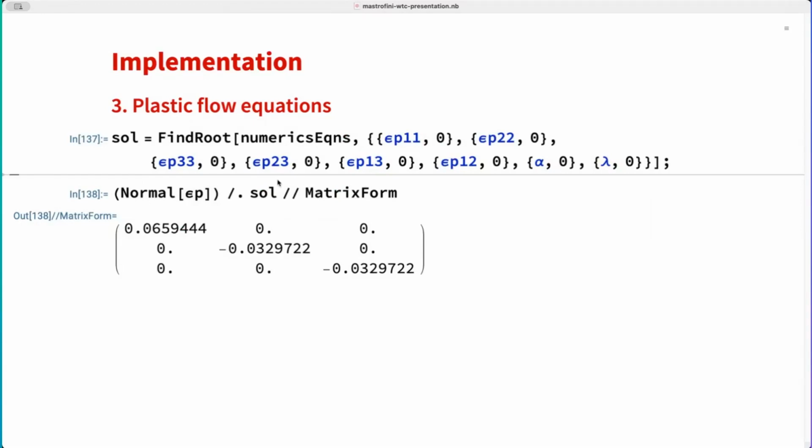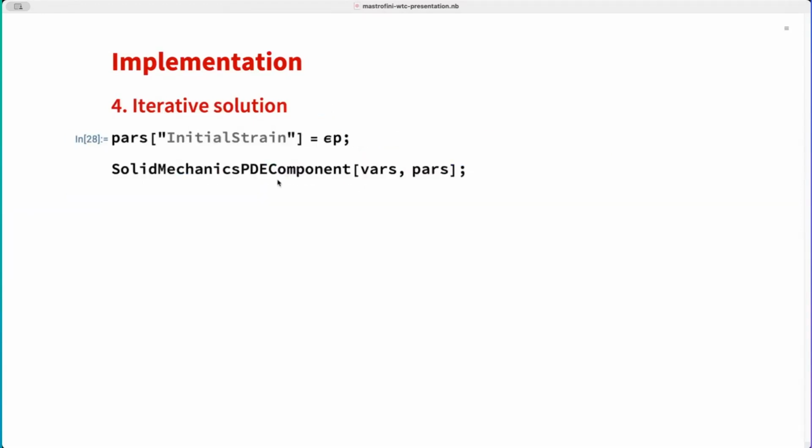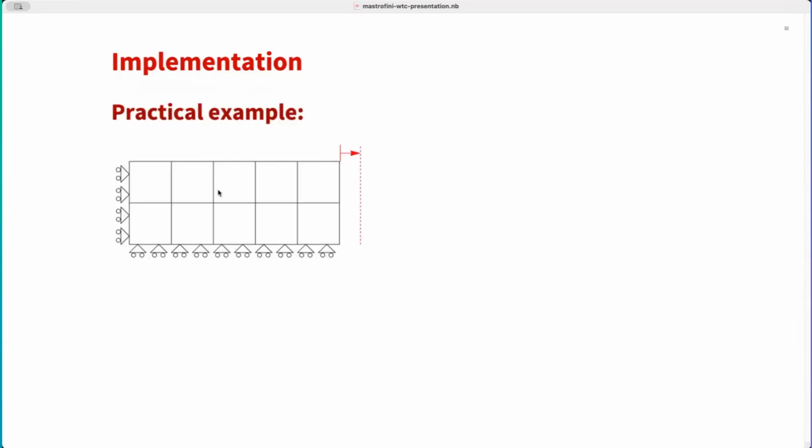This solution can be used as a plastic strain, so an additive strain to the material, and then compute once again the solution using the solid mechanics PDE component and the solve of Mathematica. Let's go into detail by analyzing a practical example.